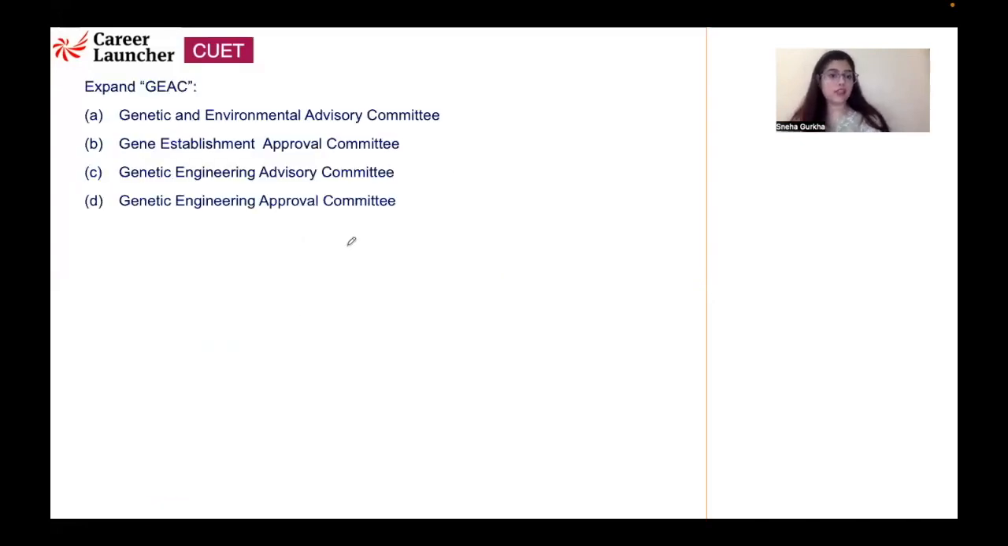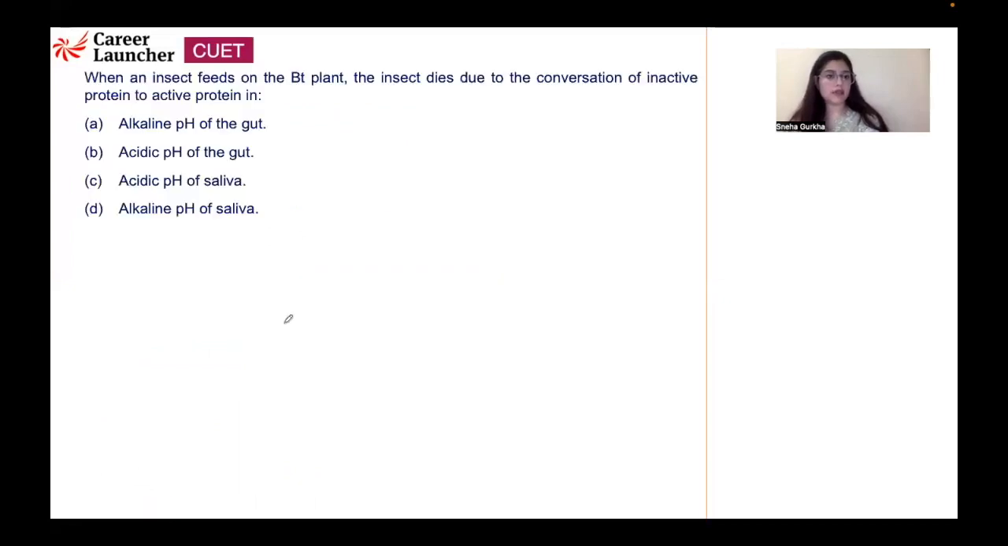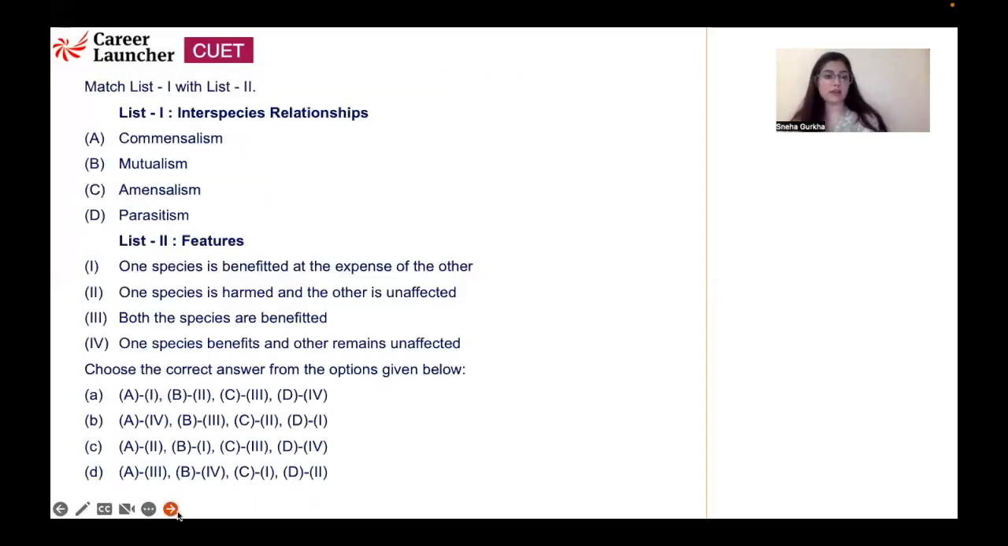Next, expand GEAC: Genetic Engineering Approval Committee. Option D is correct. When an insect feeds on the Bt plant, the insect dies due to the conversion of inactive protein into active protein because of the alkaline pH of the gut. So option A is correct.